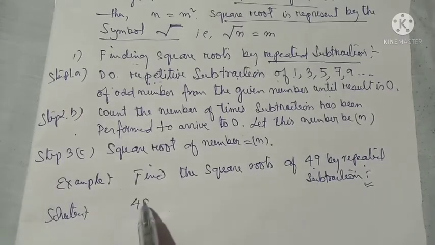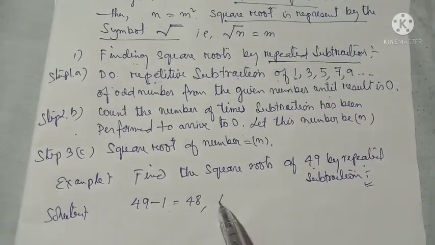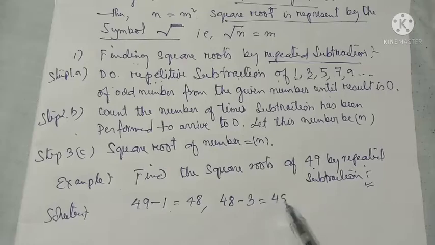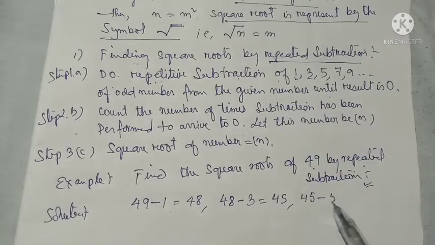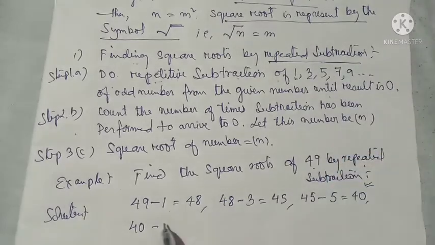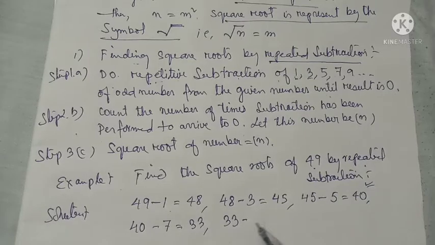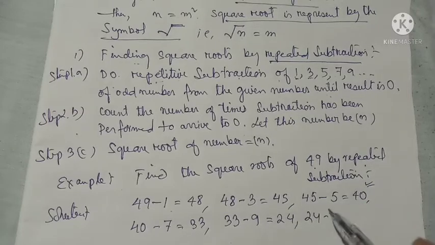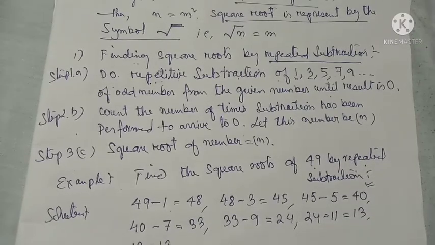First, 49 minus 1, the first odd number, is 48. And again, 48 minus the second odd number, 3, what will be the answer? 45. And again, from this answer you subtract the next odd number, 5. The answer comes 40. Now 40 minus the fourth odd number, 7, you will get 33. And 33 will be subtracted by 9, you will get 24. And this 24 should be subtracted by 11, that is 13. And this 13 will be subtracted by another odd number, that is 13.